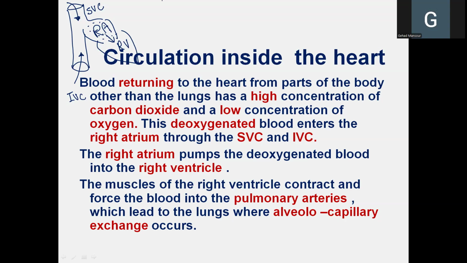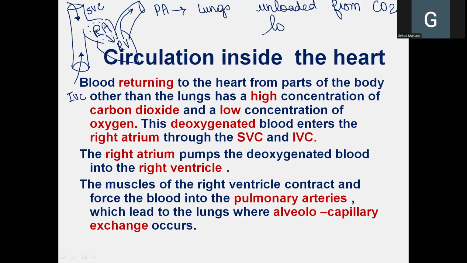And then the right ventricle will send this deoxygenated blood through the pulmonary artery, which carries it to the lungs, where it will be unloaded of carbon dioxide. We know that deoxygenated blood is poor in oxygen, rich in carbon dioxide, and it will be loaded with freshly coming oxygen from the atmospheric air.